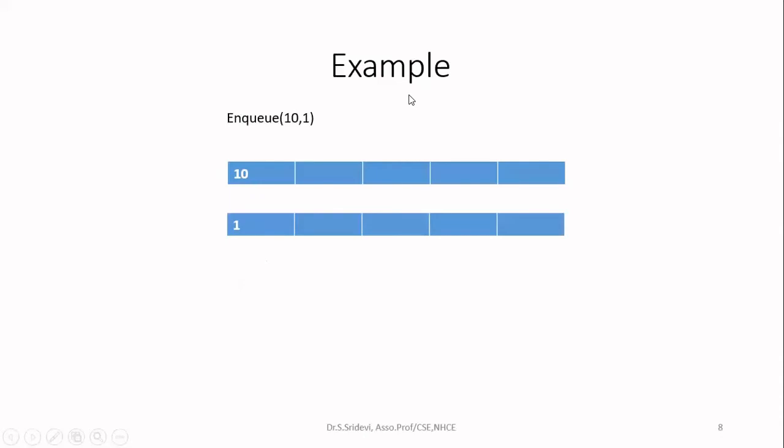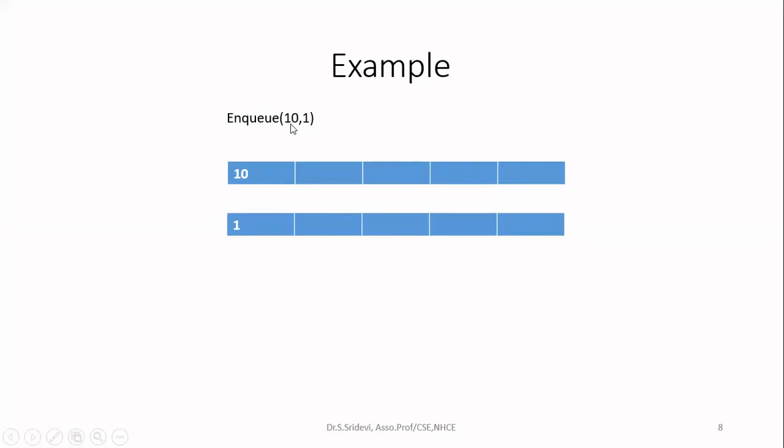So let us see using ordered array first. First, I want to perform the operation NQ of 10, 1. If you see here in NQ, I am passing two arguments now. The first argument is the item to be inserted, and the second argument is the priority of this item.